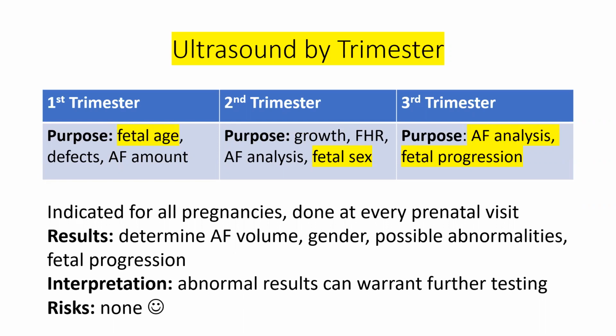Within the second trimester, we're looking at growth. Are they growing abnormally or normally, based on their age? Are they going to be macrosomic? Are they going to be very small? Are they having a proper fetal heart rate? Amniotic fluid, of course, is looked at again, and we're going to know the sex. During the third trimester, amniotic fluid analysis again, and of course, just progression.